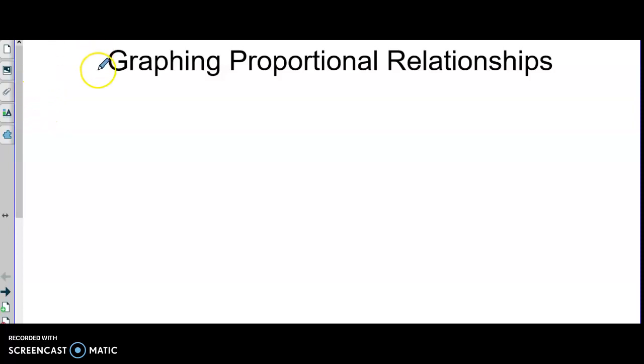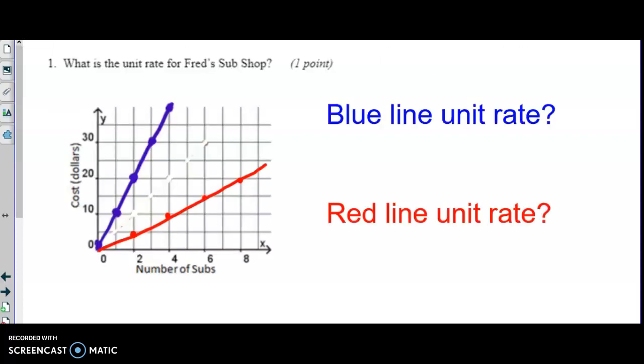So for today, we are talking about graphing proportional relationships. All right, and so this first one says, what is the unit rate for Fred's sub shop? So I've given us two lines here so that we can practice this more than once.